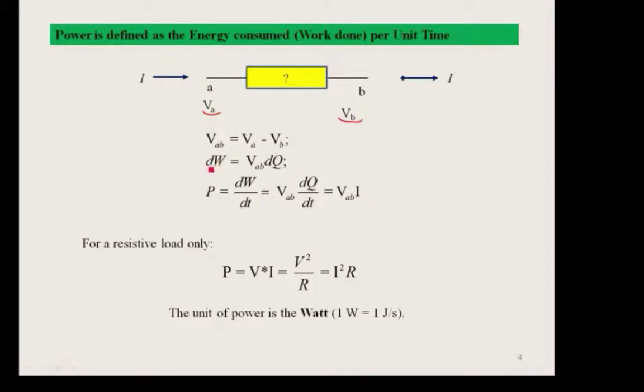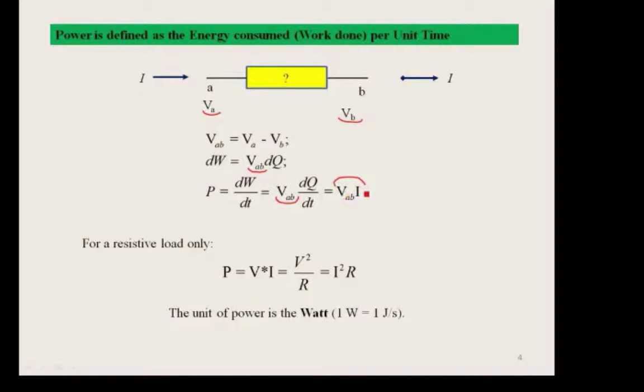Let's take dW. dW is the work done for a differential of charge moving across this V_AB. If we take the power to be dW/dt, then this will be the voltage V_AB, the difference of potential across this system here, times dq/dt. And so that's equal to V_AB times the current. Okay, so this is a macroscopic definition of power in terms of macroscopic parameters which we can measure, the voltage and the current.